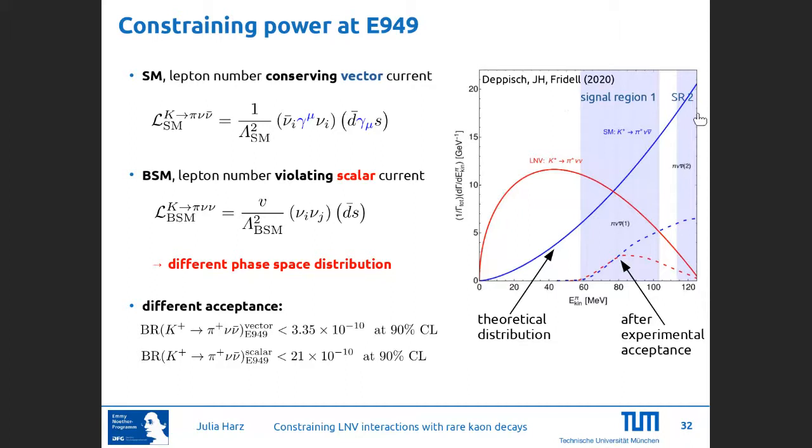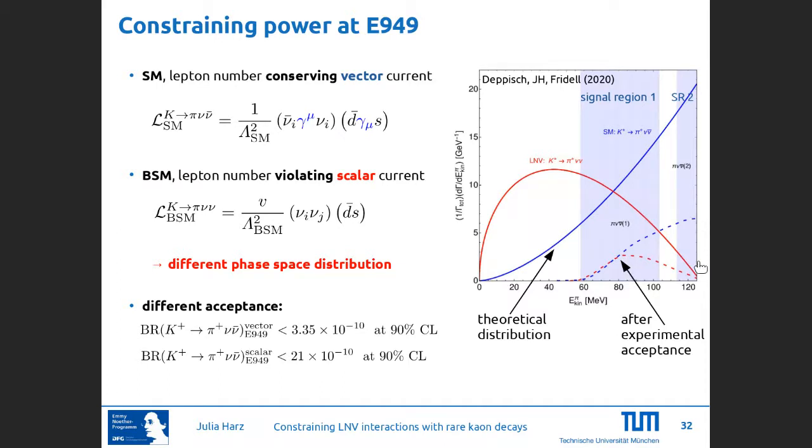And then we have the different signal regions that E949 is sensitive to. And you see that it's much more sensitive in signal regions 2 and 1 to the standard model current than to the lepton-number violating current. And here in dashed, we could extract from the E949 paper the experimental acceptance. And this is basically how, after our theoretical distribution, the experimental acceptance looks in the end, coming from the experimental limitations.